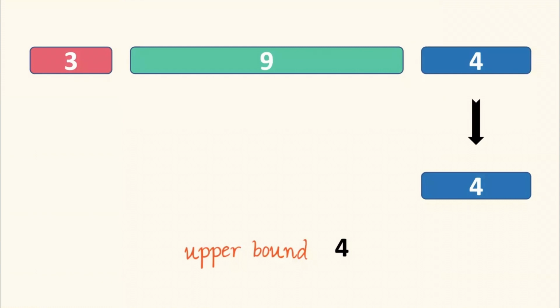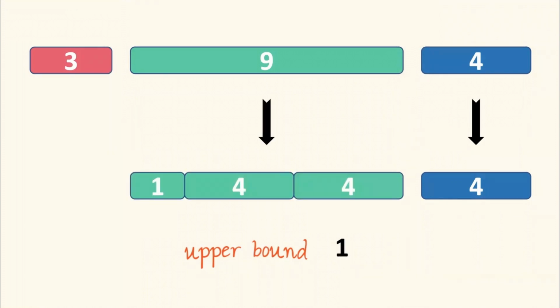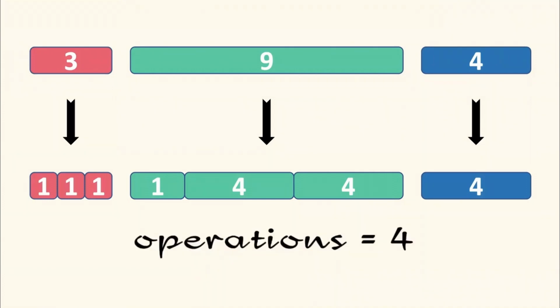Now your current upper bound is 4. Going with that approach, you will divide 9 as 4, 4 and 1, and your upper bound will become 1 now. Now you have to divide 3 such that its maximum value won't exceed the current upper bound, which is 1. So you need to perform 2 more operations on 3. After this, you have to perform 4 operations to sort the array. But you can sort this array using 2 operations only.